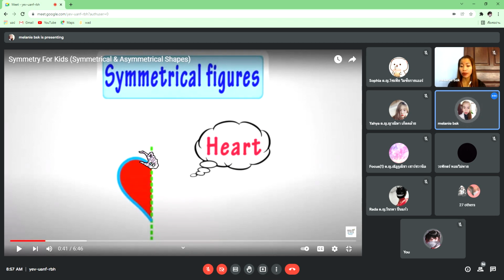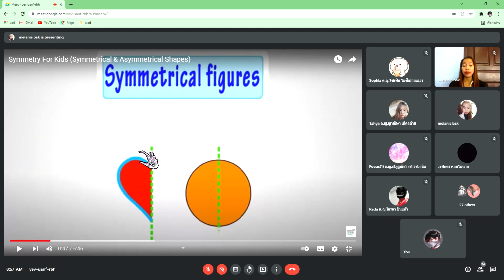Thus, a heart shape is a symmetrical figure. Yes or no, children? Yes, it is, because half of it covers the other. You're going to do that in your notebook. How about a circle? Is it a symmetrical figure? Yes, it is.